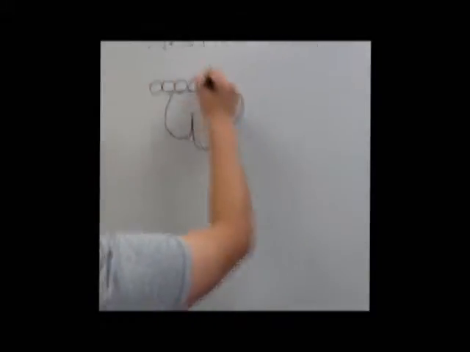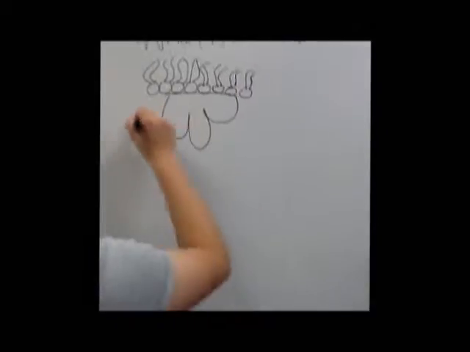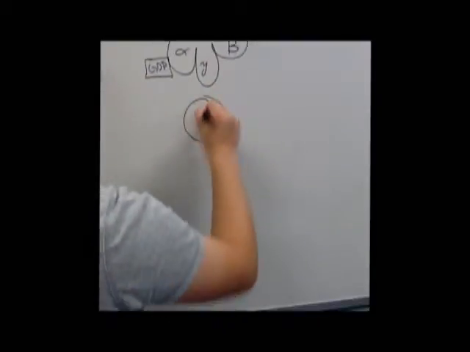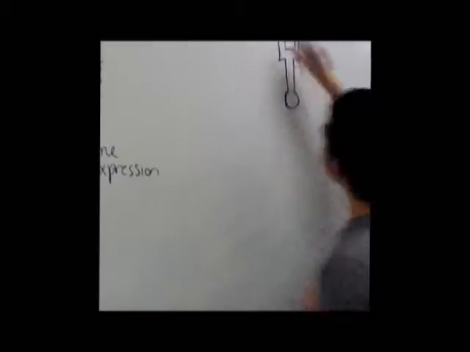The first signal transduction pathway is the G protein. What does a G protein look like? The G protein is located on the inside of the cell membrane. It has three parts: the alpha, the gamma, and the beta. It causes gene expression.